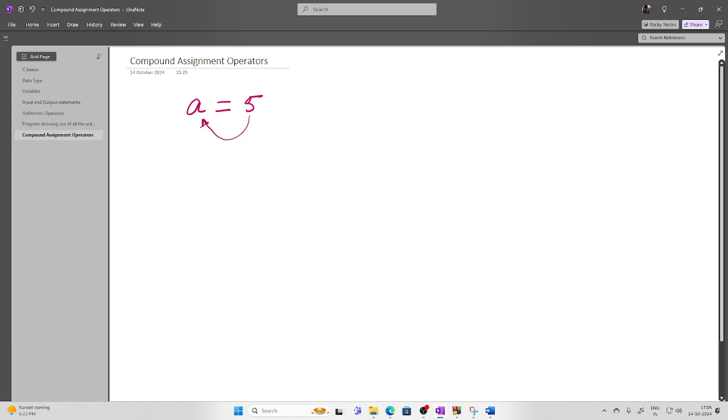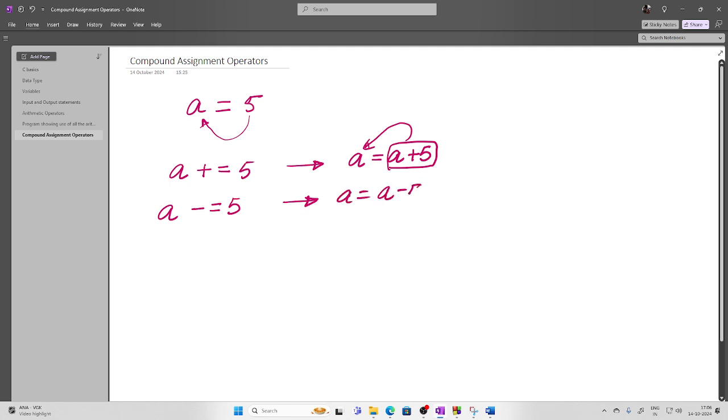In programming languages, there are other assignment operators also, which are called compound assignment operators. If I write plus equal, what does this mean? If I write a += 5, the meaning of this is a = a + 5, assigning a increased by 5 to a itself. Likewise, there is minus equal. If I write a -= 5, this means a is assigned a minus 5.